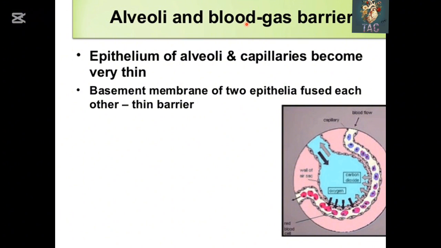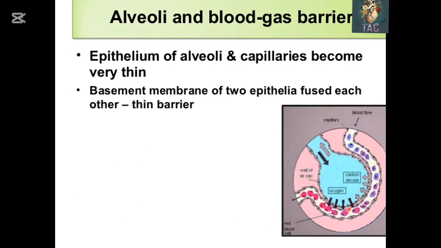So alveoli and the blood gas barrier: the epithelium of the alveoli and the capillaries become very thin, and the basement membrane of the two epithelia usually fuse to each other, forming the thin barrier. Here you can see at this level that this one is the alveolar sac, and it is lined by simple squamous epithelium, the type 1 epithelial cell, and then is the basement membrane, and then here you can see this one is the blood vessel and the basement membrane of the endothelium, and then endothelial cells.